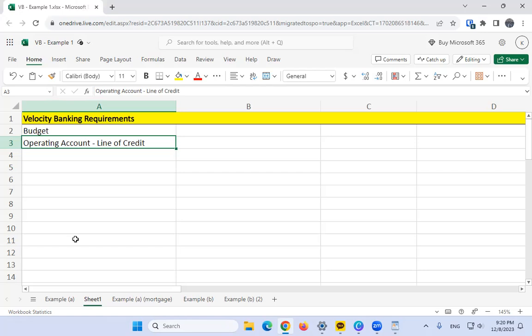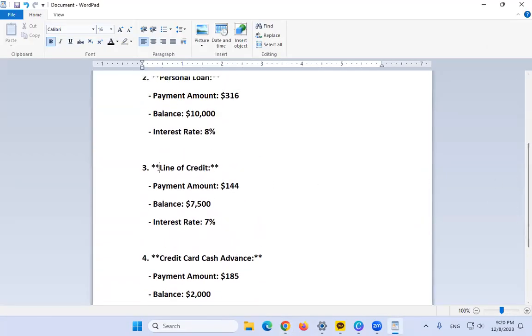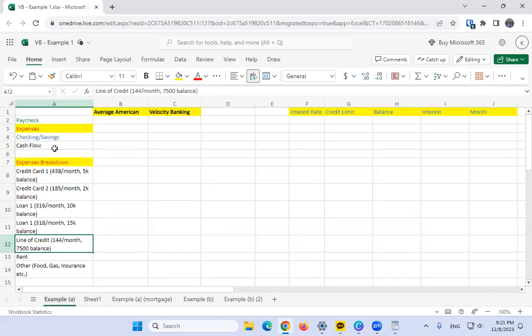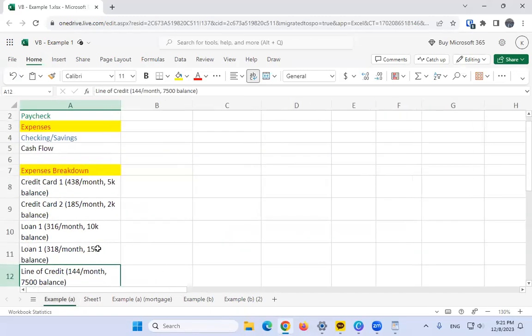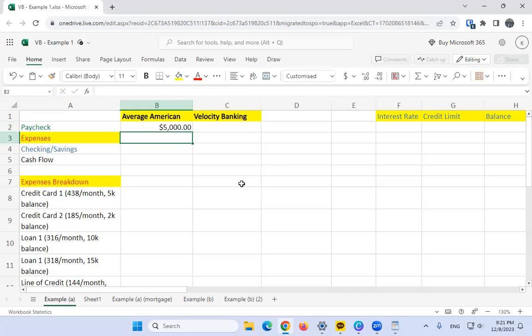So we're gonna have to select a line of credit as our main operating account. Now, luckily, in these debts, we already have a line of credit here. It says the balance is 7,500. I think we'll just assume it's a $10,000 limit for this, and we're gonna use it as our main operating account. I've already pre-filled in this budget right here, so transferred all the information. We're going to assume that this is a $5,000 paycheck earner, a little bit less than $100,000 gross.